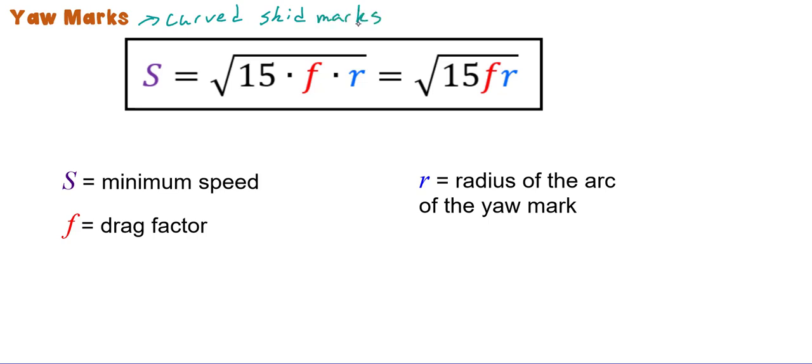And the formula that we would use for that is S equals the square root of 15 times F times R. So S still represents minimum speed, F is still the drag factor. The difference is now we're looking at an R, which is the radius of the arc of the yaw mark. Okay, so we're going to look at how to figure that out.